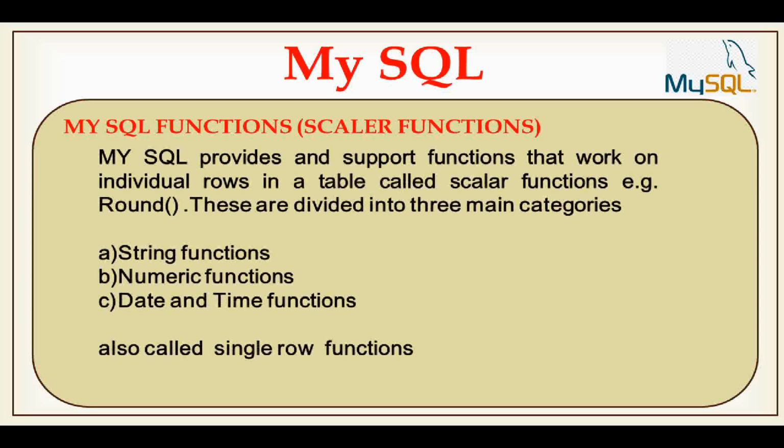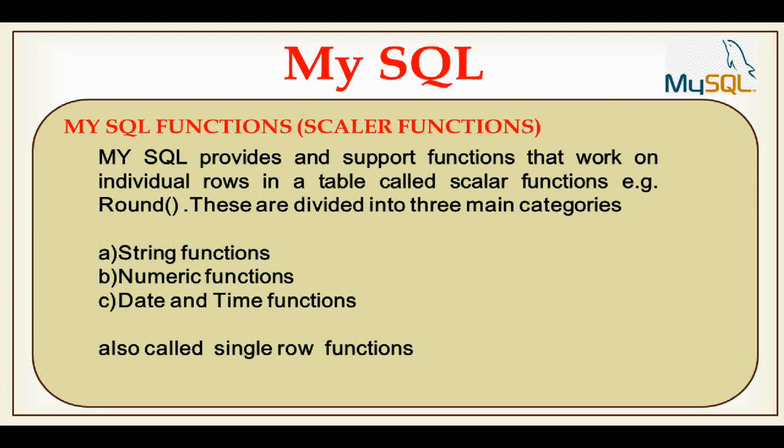MySQL functions are already learned by you in class 11th also. In that class you learned only one category of the functions, that is called scalar functions. These functions were working in such a way that they work upon the individual rows of a table, and they give individual values for each and every row of the table. For example, you have used the round function at that time, which when applied to any numeric column of a table, will give the rounded value for each and every row of the table. Such functions were at that time divided into three main categories: string functions, numeric functions, and date and time functions.